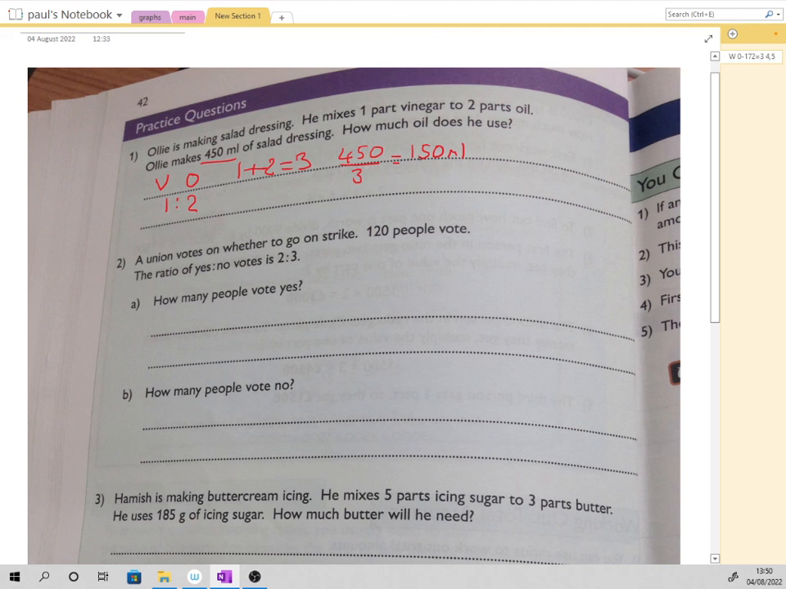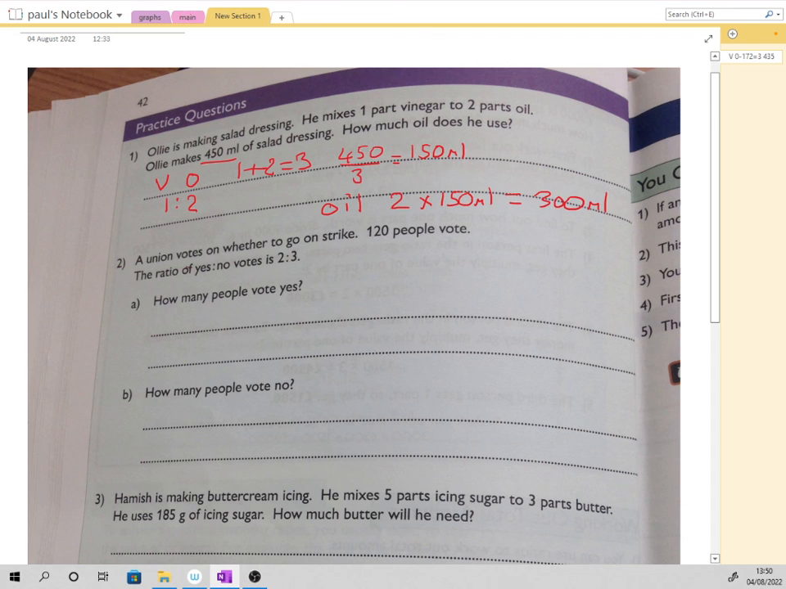So each part of the ratio is 150 mils. Now the oil has got 2 parts of the ratio, so multiply that by the 150 mils and we get 300 milliliters. The vinegar is 1 part, which is just 150, so 300 plus 150 makes the 450 we started off with.